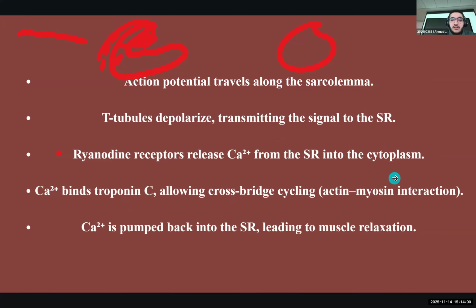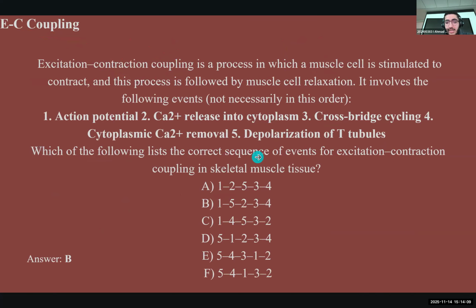After that, we have two, which is calcium release. After the tubules are depolarized, they will open some channels in the endoplasmic reticulum, which will release calcium. After calcium is released, it will bind to the myosin and so on. Then the cross-bridging happens. After the cross-bridging cycle, there will be removal of calcium.